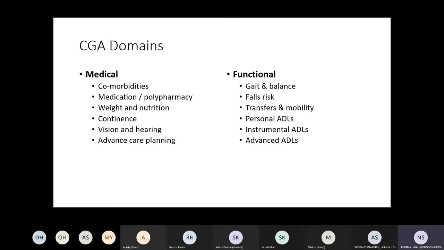So, what are the domains? First is the medical, and second is the functional domain. Medical would basically be managing the comorbidities, managing polypharmacy, weight, nutrition, incontinence, vision and hearing, and advanced care planning for the future. Whereas functional would be more of our physiotherapy and occupational therapy colleagues, which would be managing the gait and balance, falls assessment, transfer and mobility, helping with the personal ADLs and instrumental ADLs and advanced ADLs.